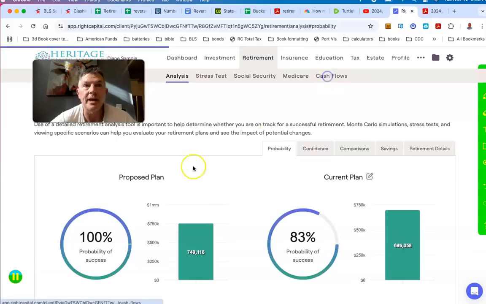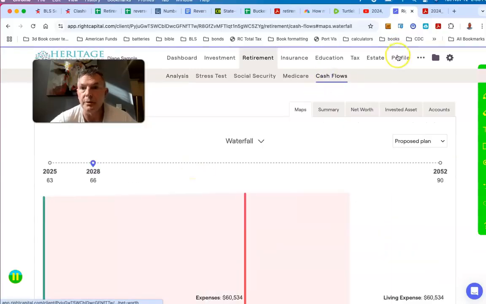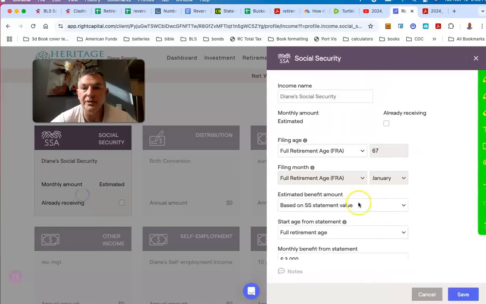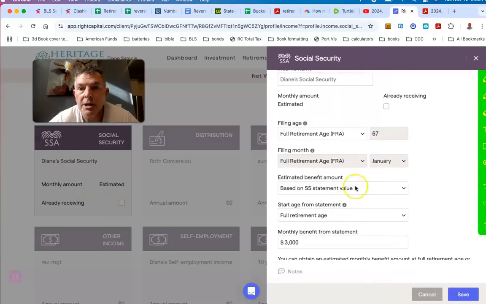And we're going to show you here what Diane's sample of Social Security is. So first, let me go to profile. We're going to show you what her income is and what her expected Social Security is. She's 62 now. She expects to draw Social Security at 67, her full retirement age. And her statement says it'll be $3,000 a month at her full retirement age. In today's dollars, $3,000 a month, so $36,000 a year. 3 times 12 is 36.